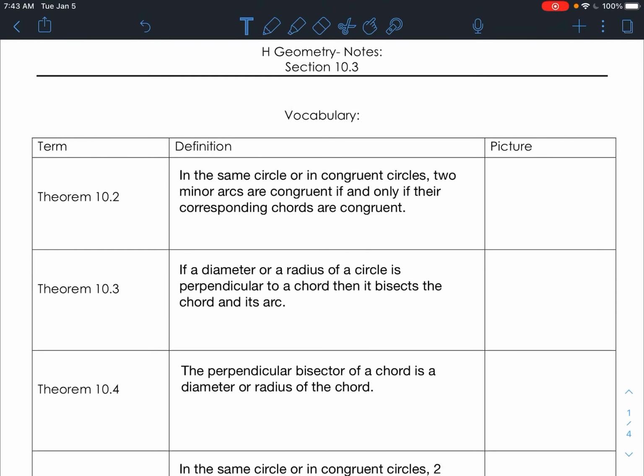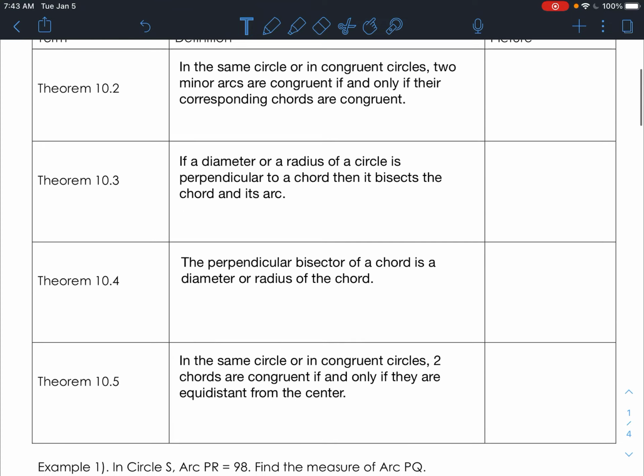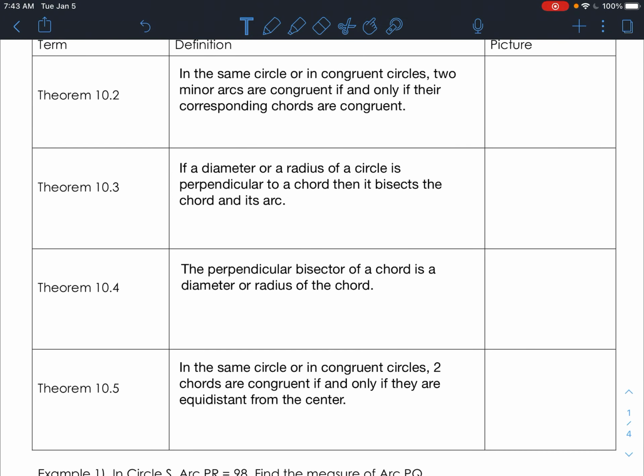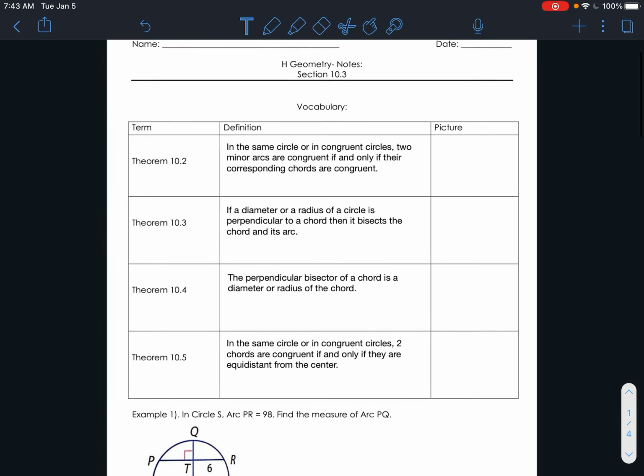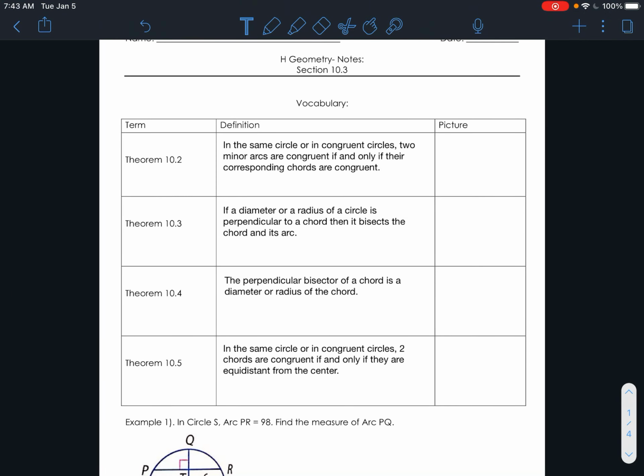All right, guys, so we're going to go ahead and start with section 10.3. As you're going to see throughout this section of notes, we have 4 really dense theorems, but then the rest of it's just application of it. So we're going to have to just get through this vocab and then apply it afterwards, okay?